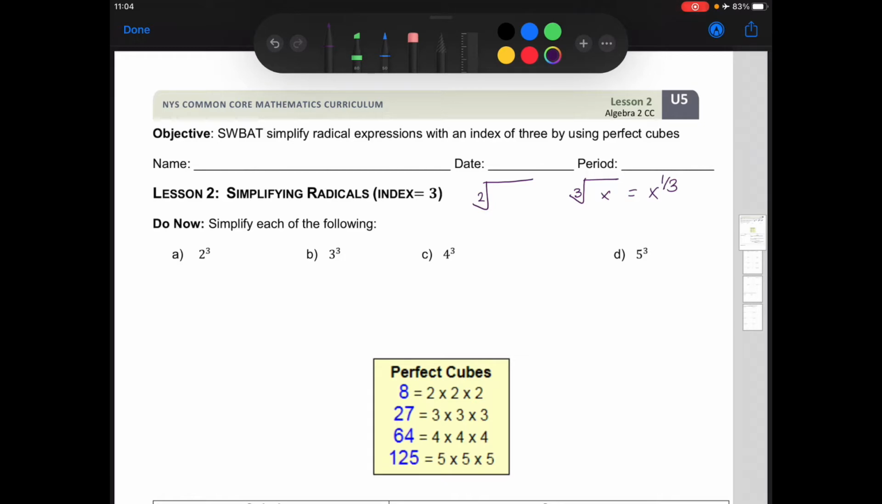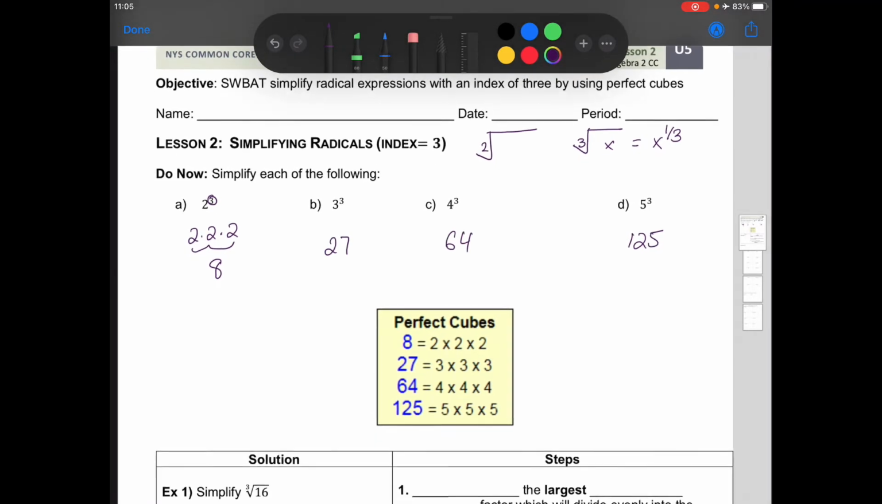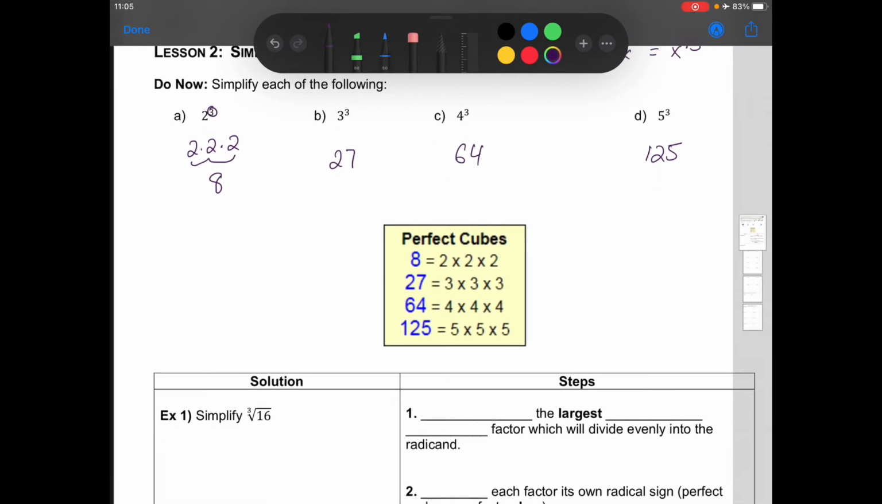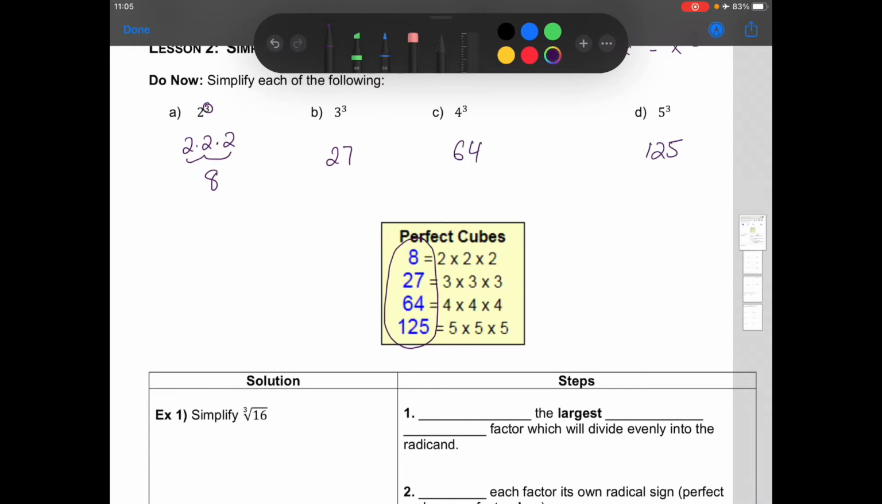Okay, so it says simplify each of the following. 2 cubed. A cube means you're writing this base 3 times. So this is not 2 times 3, but 2 times 2 times 2: 2 times 2 is 4, and 4 times 2 is 8. Similarly, 3 cubed is 27, 4 cubed is 64, and 5 cubed is 125. So this is how you do these. 8, 27, 64, and 125 are perfect cubes because you multiply the same number 3 times to get that number. So how do you work with simplifying numbers that are not perfect cubes?